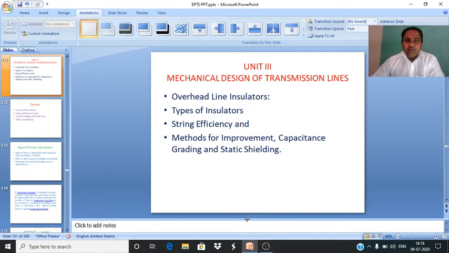In the first part, we have overhead line insulators. What are the insulators? What are the different types of insulators? Which insulator is preferable for which voltage? We study that. Next, types of insulators, string efficiency, methods for improvement, capacitance grading and static shielding. This is one part.